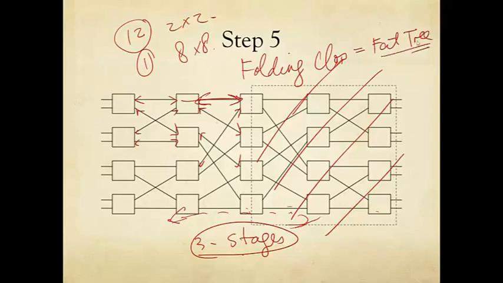Not to be confused by the use of the terminology tree. Fat tree is not a tree. It can achieve what a tree cannot achieve. Fat tree is just a folded Clos multi-stage interconnection network.